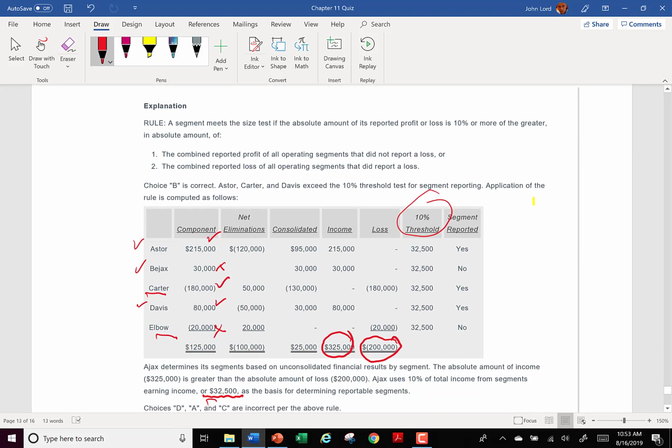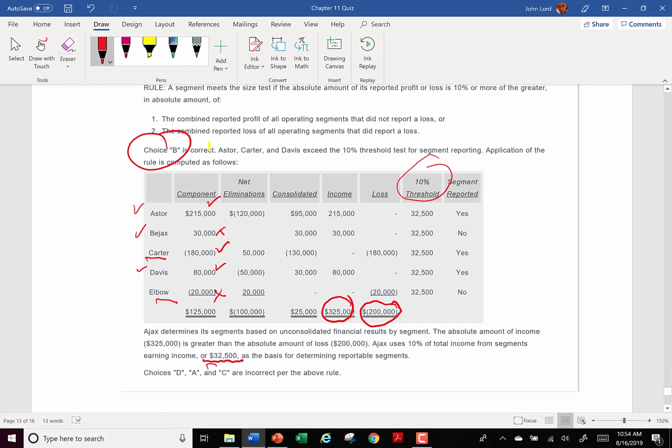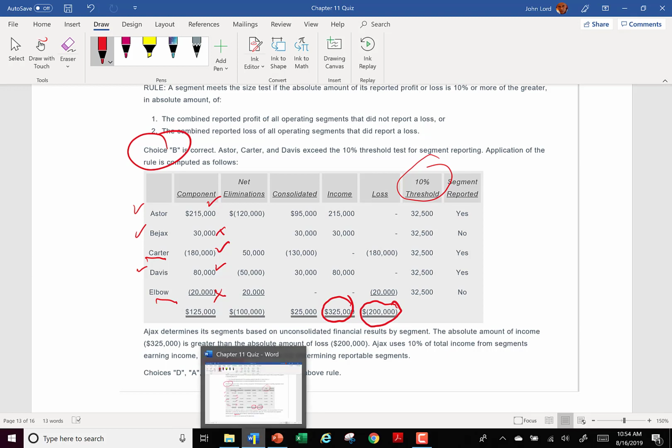Okay. All right. Now you say, well, what about the 75% sufficiency test? Well, we wouldn't have to do it here because obviously we've picked out only the profitable segments. So we have more than represented 75% of our consolidated revenue here. We wouldn't have to do the 75% test in this case. Okay. That is pretty much what I wanted to say about segment reporting.